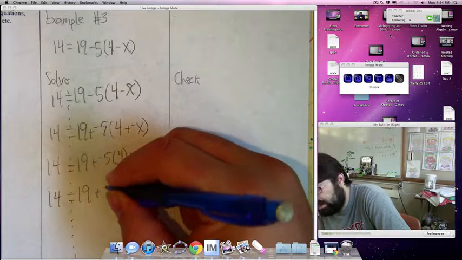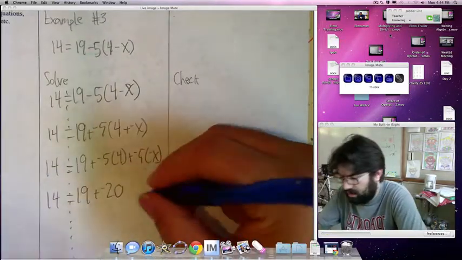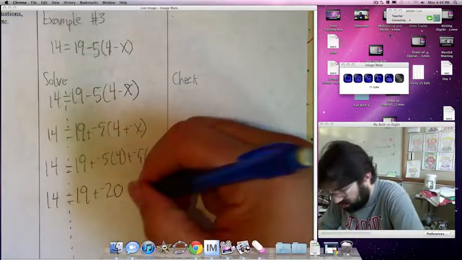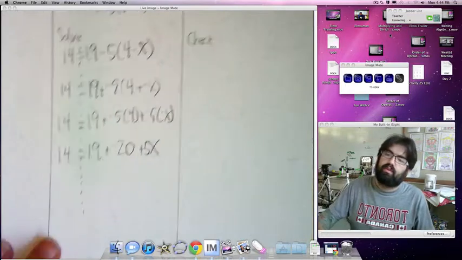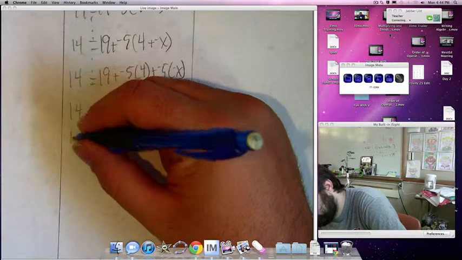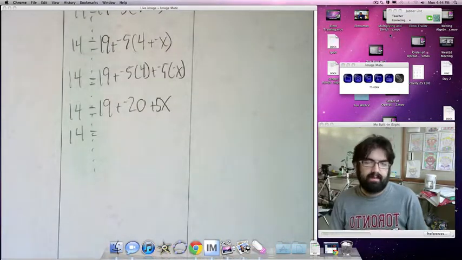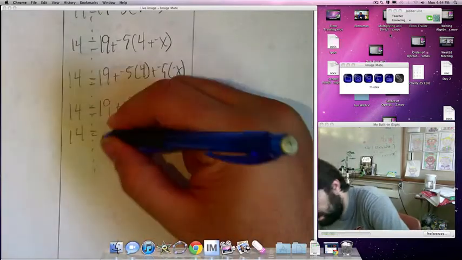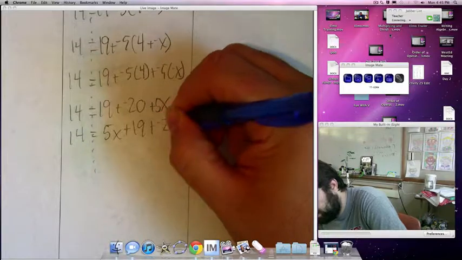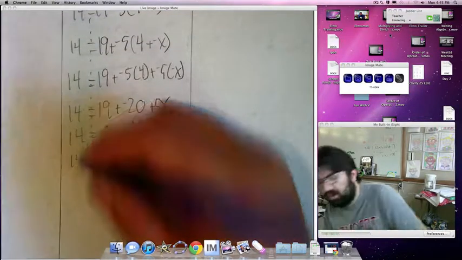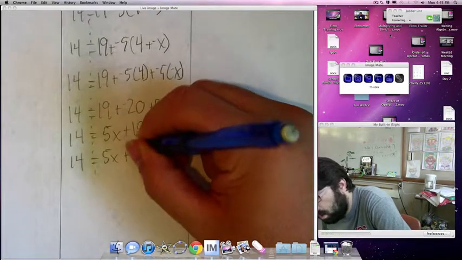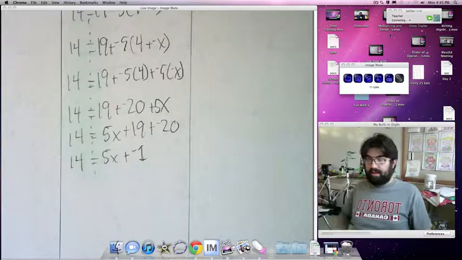19 plus negative 20, right? Plus negative times a negative is a positive, so just 5x. Don't forget that 5. Now I know I need to rearrange. Variable goes in the front, so 5x goes up front, plus 19 plus negative 20, which I'm sure some of you have already done. You know that this is plus negative 1, right?